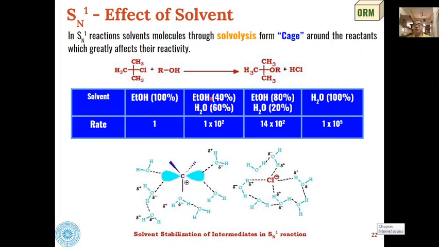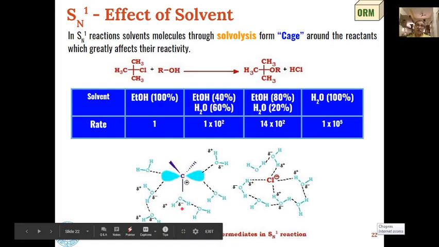If we use a 40 to 60 mixture of ethyl alcohol and water, the rate of reaction increases to 100. So by use of 60% water, the rate increases 100 times. And if we use 20% water, then the rate of reaction is 1400. And if we use pure water, the rate of reaction is 1 lakh times faster than in ethanol.